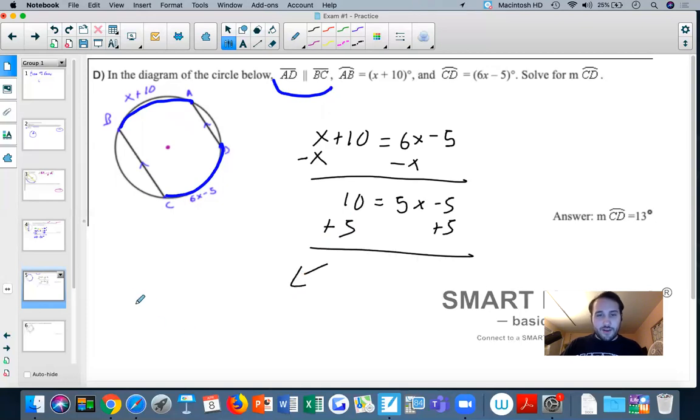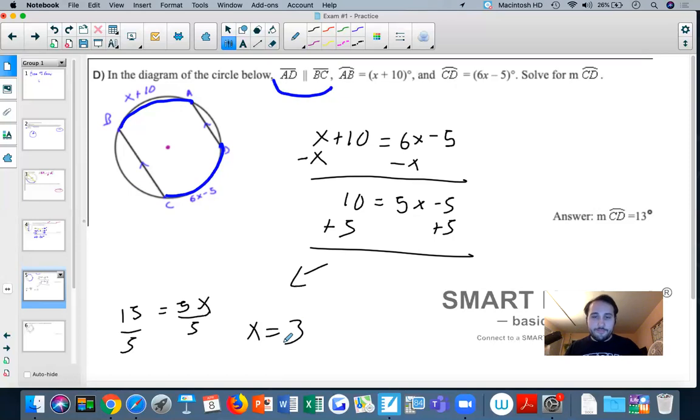I'm going to rewrite it over here. So 5 plus 10 is 15. And then we're just left with 5x. What's the inverse of 5 times x? Well, divide by 5, right? Inverse operations. X equals 3.